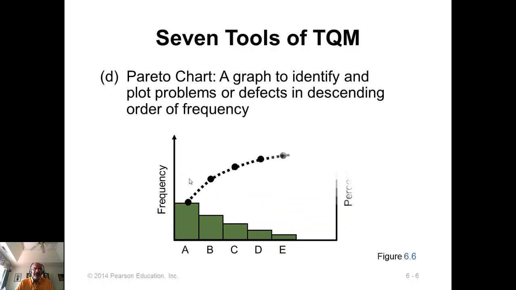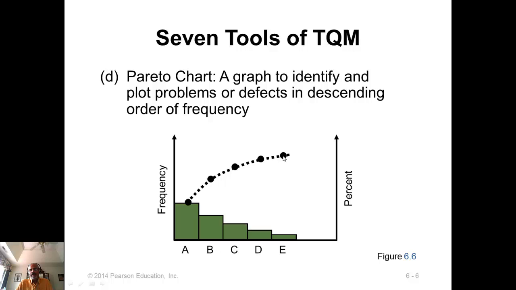Pareto diagram is a histogram and a cumulative chart. There is a particular way you have to draw the histogram. So the most frequent, the tallest bar first, and then the next tallest, and so on. So there is frequency, and then the frequency expressed as a percentage is plotted in a second y-axis in this fashion. And this way you can focus on the most important defect first, and then the next, and then the next, and so on. So it allows you to prioritize your activities.